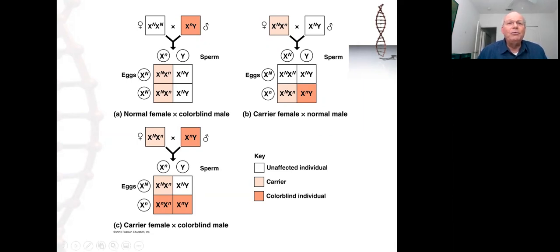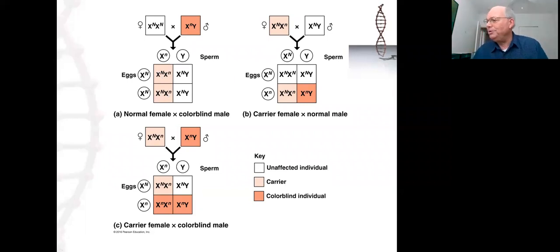So this is a normal female having offspring with a male who has the condition, is X little n, he's got the condition. This is referring to color blindness, so this is a colorblind male. So here are his sperm, here are the mother's eggs, and you can see that the females all get an X big N from their mother. They get the X little n from their father. They must in order for them to be female, but that makes them all carriers.